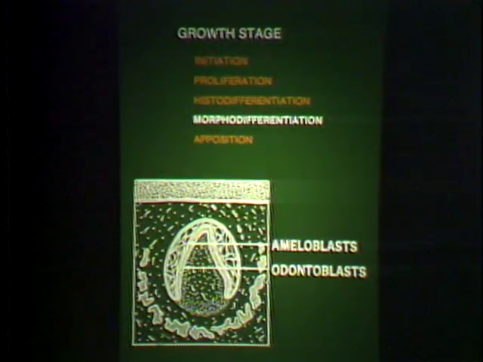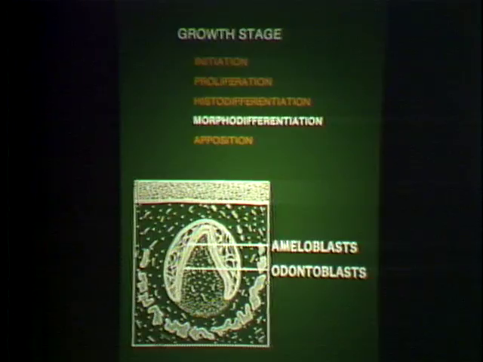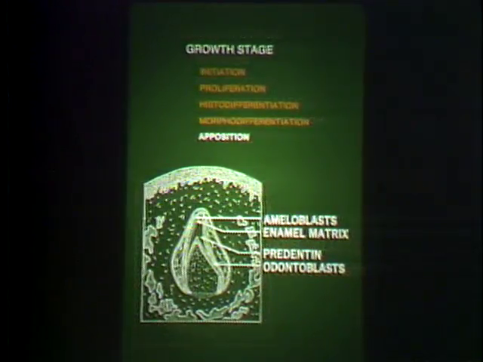The contour of the root is designed by the extension of the united enamel epithelium, commonly referred to as Hertwig's sheath, which projects into the dental sac mesenchymal tissue surrounding the dental papilla. During this morphodifferentiation period, the ultimate shape and size of the developing tooth is determined. The last of the 5 growth stages is apposition.